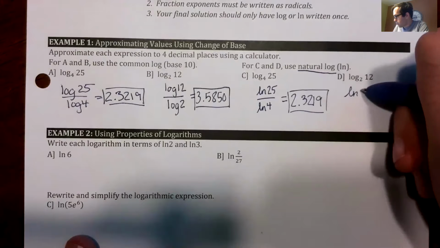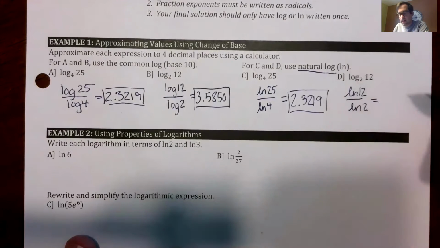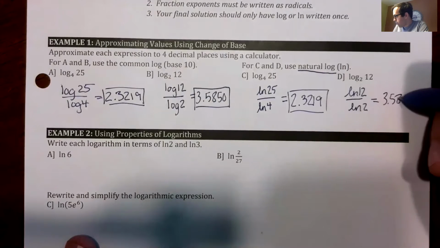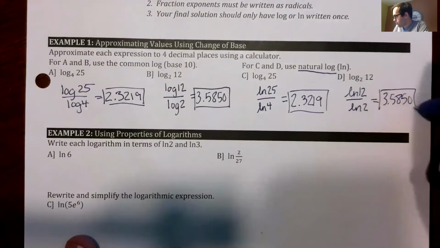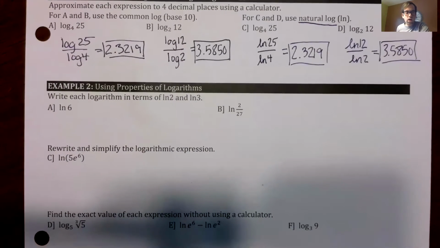And in the last one, it should be the same thing again. And if you type that in, you're going to get 3.5850. All right, let's keep going. Example 2, using properties of logarithms.